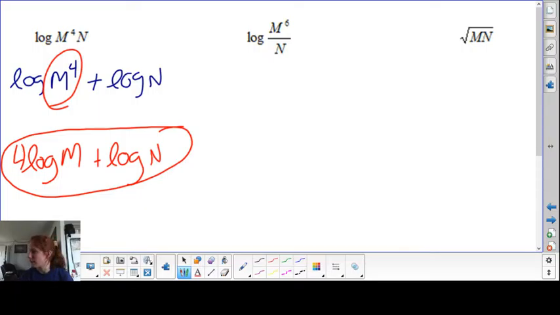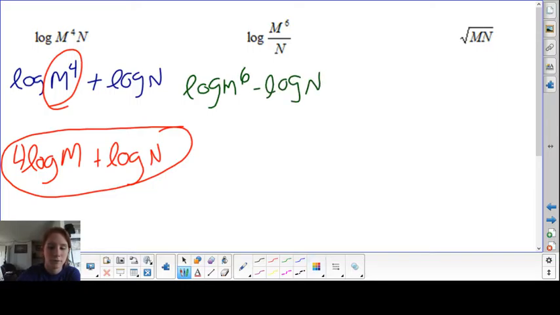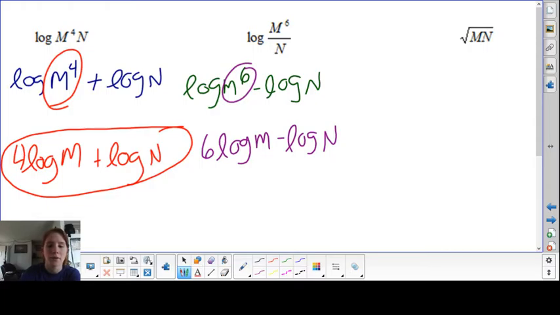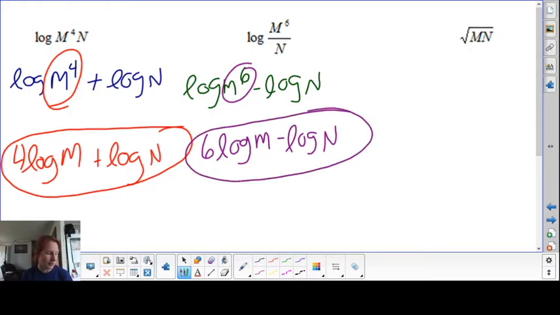Alrighty, let's go ahead and take a look at the second one. We know that we have division, so division deals with what operation? Addition or subtraction? Good, subtraction. So I have log of m to the 6th minus log of n. And again, I have an exponent here, so I go ahead and bring him down by making him a coefficient. I don't have any other multiplication or exponents going on. I've expanded him as much as I can, so that is my final answer.